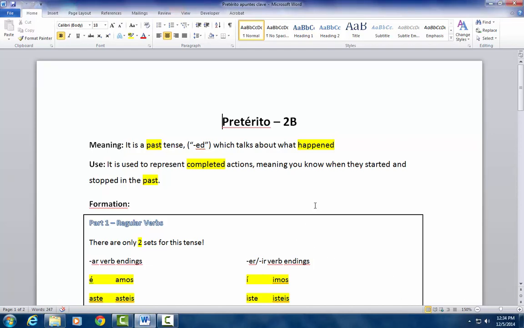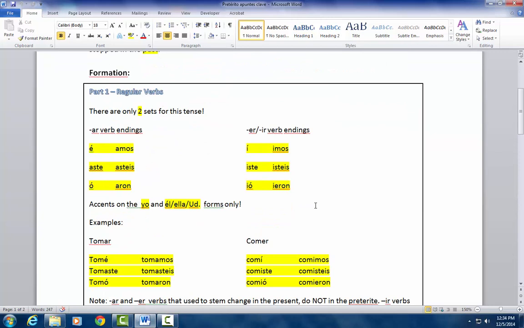So now let's look at the formation. Okay, there are only two sets of verb endings for this tense. For the regular verbs, the AR verbs, we're going to use the following endings: é, aste, ó, amos, asteis, aron. IR verb endings: í, iste, ió, imos, isteis, ieron. The accents are going to go on the yo and on the él, ella, usted forms only.